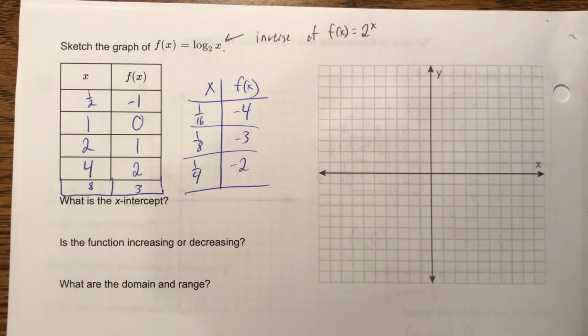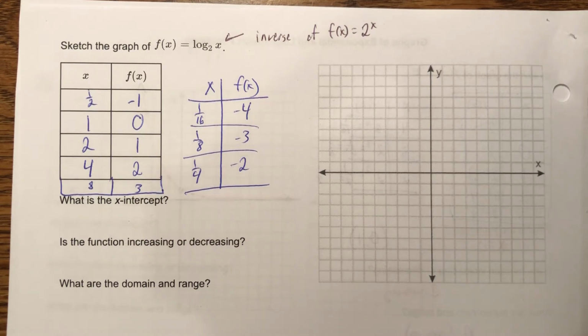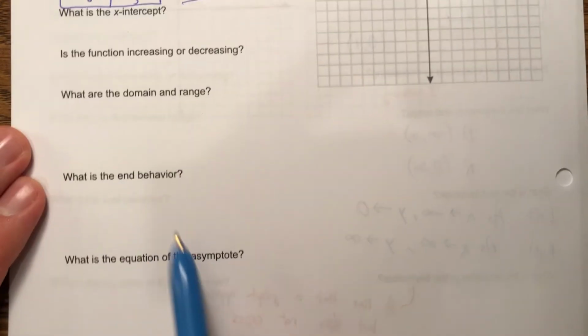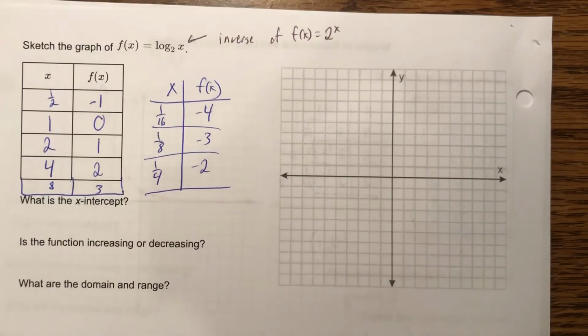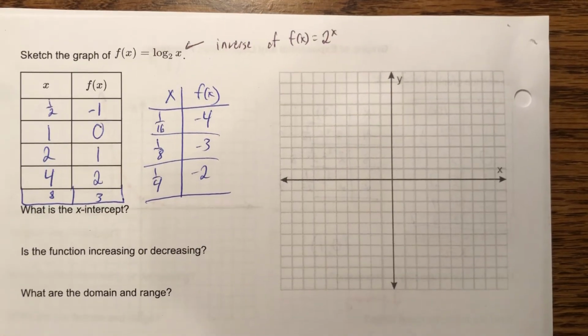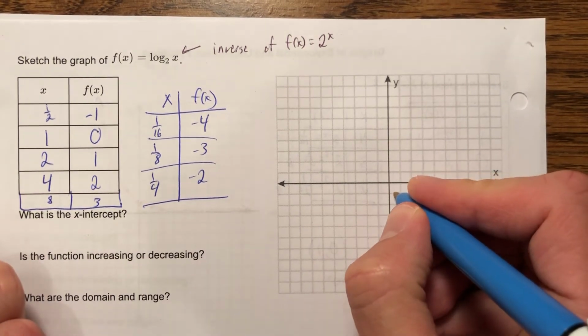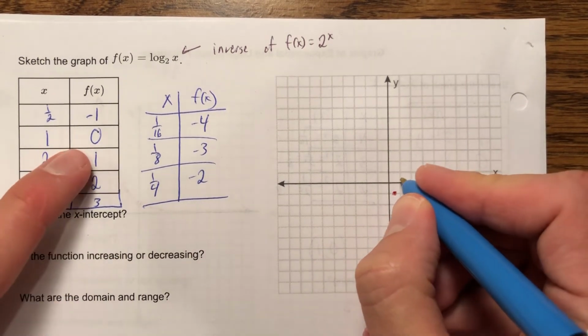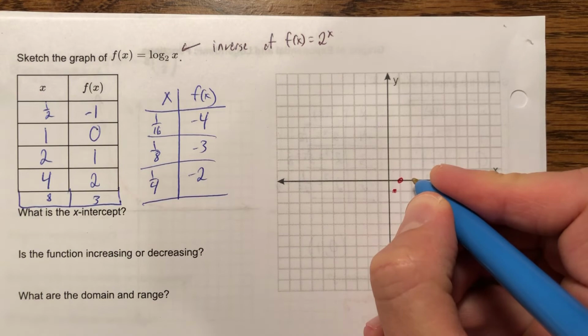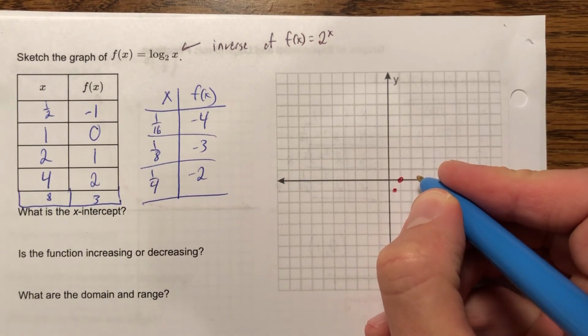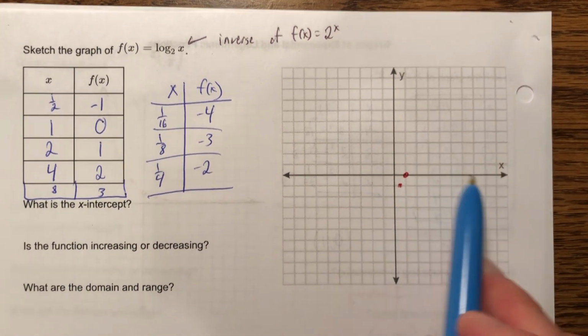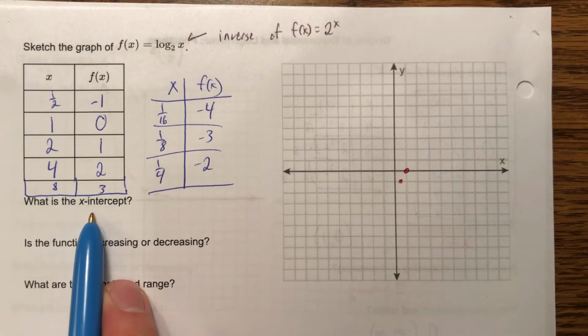We have done this exact same problem before, but now we're really going to talk about what all this means in terms of end behavior and the asymptote. So we're just expanding our vocabulary and expanding our understanding of this. Okay, 1/2, -1 goes there. 1, 0 goes there. Let's stop right there. Do you know what you just did? You just crossed the x-axis, and this asks for the x-intercept.